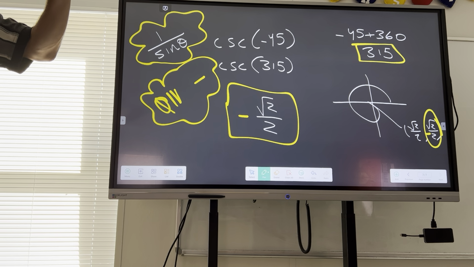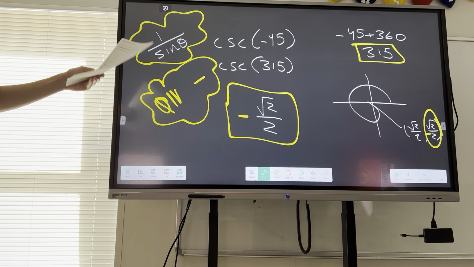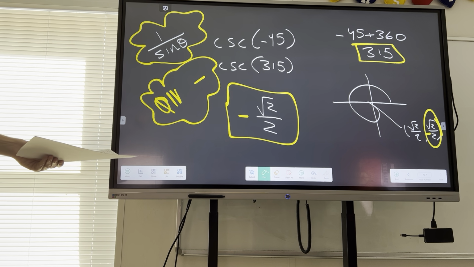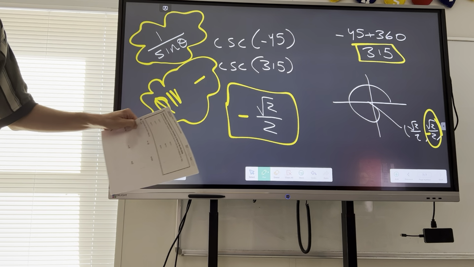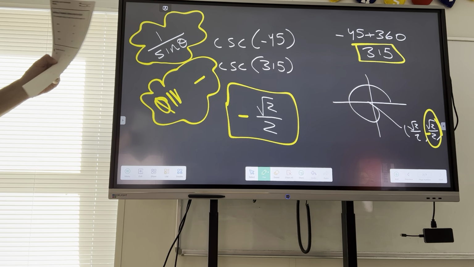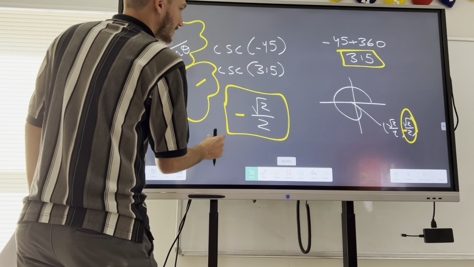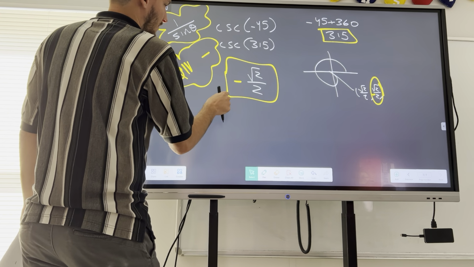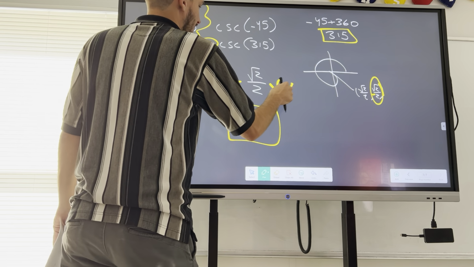Exactly. She's got it over there. I did all this work and I found what I needed to find, but I never flipped it over. Okay? This is a valid sine of 315, but it's not a valid cosecant. I skipped this step where I found this number, and then I need to flip it upside down.